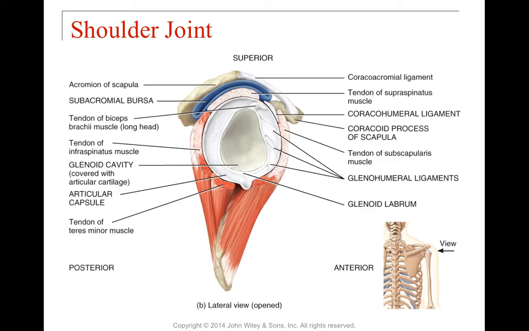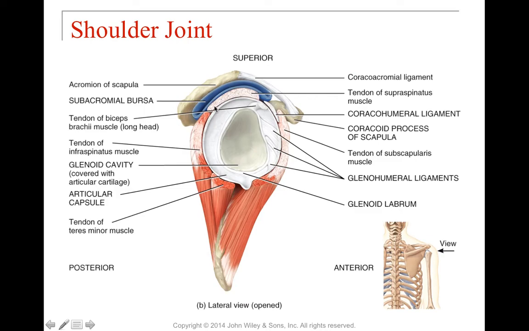All the same things I just showed you, except now we're looking at a cross section in a lateral view, and it's opened up. What do I mean by opened up? What that means is that we have removed the humerus, basically. All right, so we're just looking directly in as though the humerus is not in the socket. All right, here's the acromion of the scapula with the coracoacromial ligament. Again, that's going to be connecting the acromion to the coracoid process of the scapula. Here's the coracohumeral ligament, which is connecting the coracoid process of the scapula to the humerus.